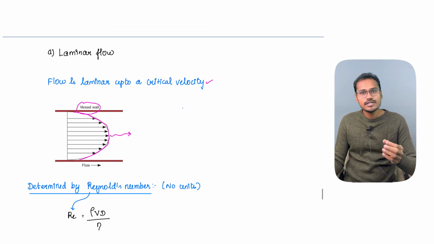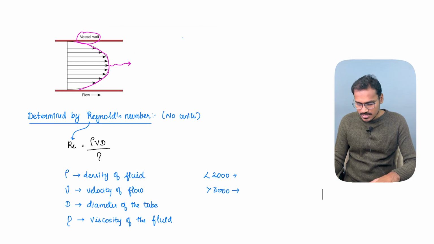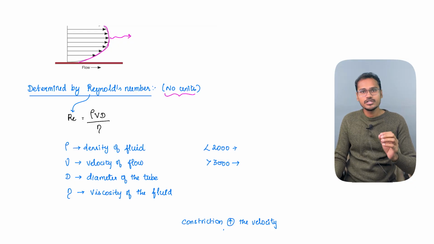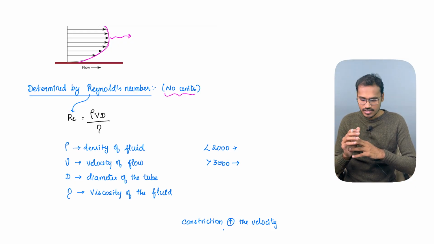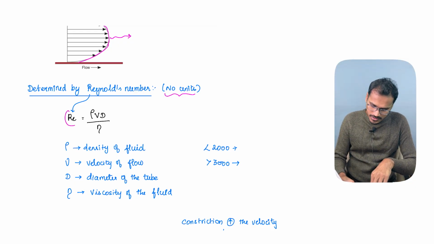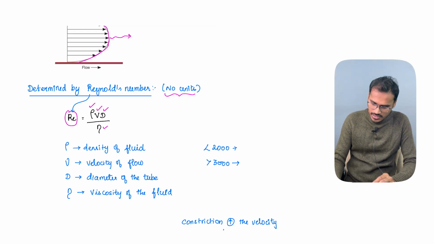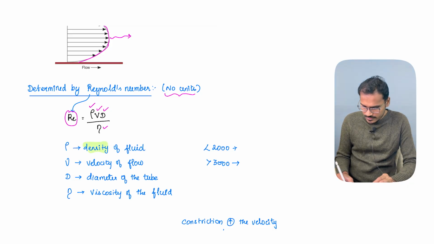This flow is determined by the Reynolds number. The beauty of the Reynolds number is that it does not have units, because the numerator and the denominator have similar units. So what is the formula for the Reynolds number? It is rho V d upon eta. What is rho? Rho is the density of the fluid. V is the velocity, which is the most important component.